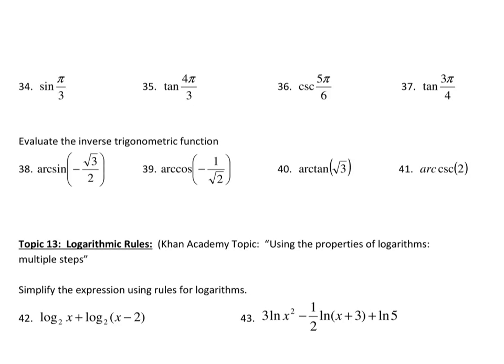Okay, 34. Sine of pi over 3. First quadrant, that would just equal radical 3 over 2. Tangent of 4 pi over 3. You know what I'm going to do?